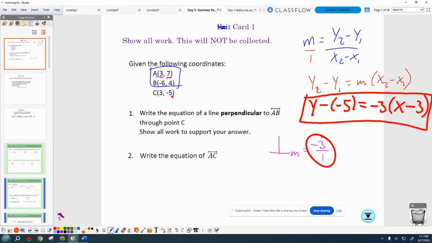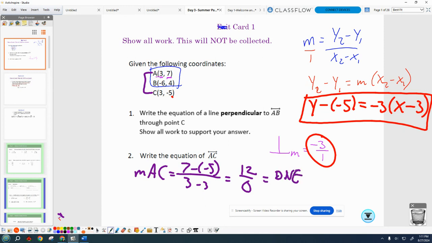What about the equation of AC? What's the slope of AC? Emmett? 0. How do you get 0? Oh no, I mean undefined. Okay, how do you get undefined? Because it's 7 minus -5, which is 12, over 3 minus 3, which means it's undefined because 3 minus 3 is 0. Can't divide by 0, but that's a vertical line, so I should be able to give an equation of it. So what is the equation of that line? X equals 3.